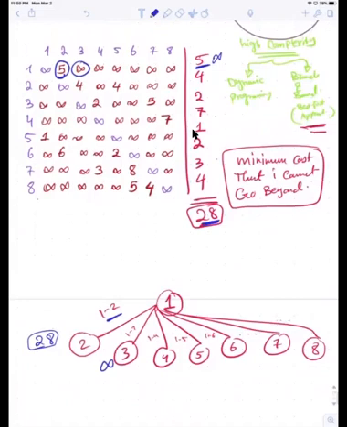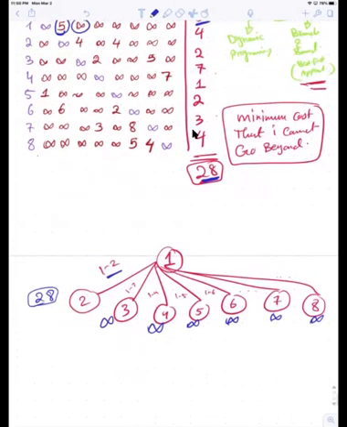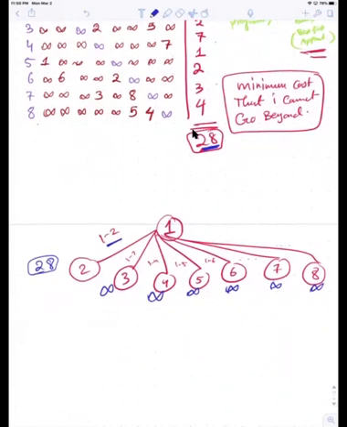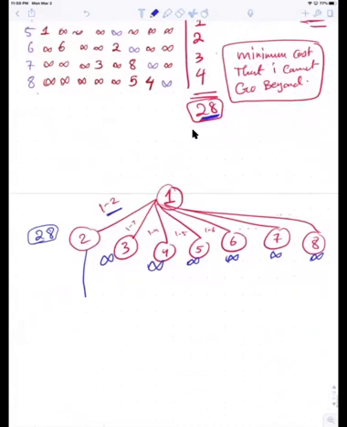Now from 1 to 4, it's infinity as well. So the path from 1 to 4 is infinity. The path from 1 to 5 is already infinity. 1 to 6 is infinity. Okay, that means that if I am willing to start, I will just have to start from 1 to 2, because this is the lowest among the others.